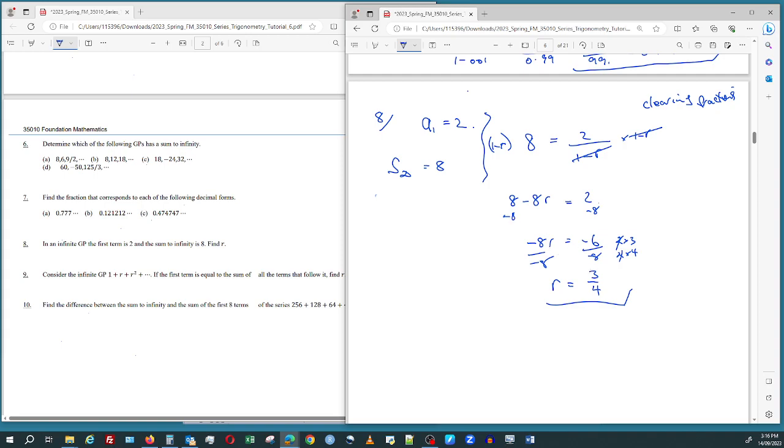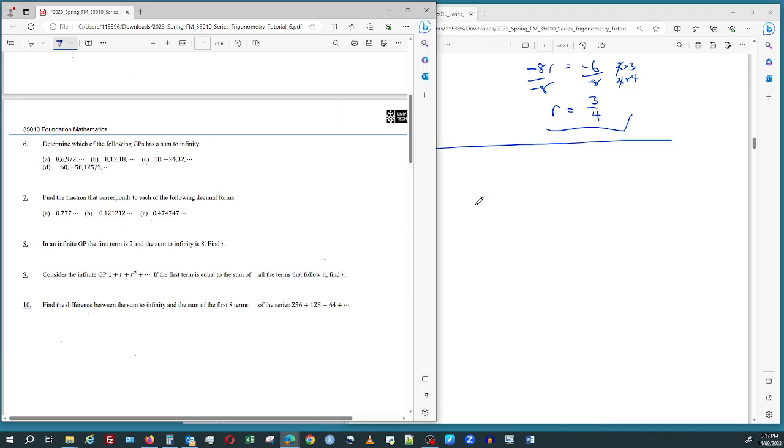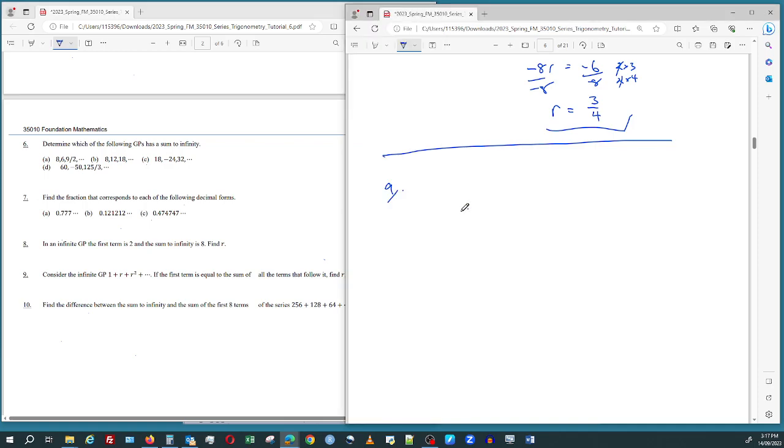Okay, so just keep on moving on here. Just make sure you read the questions and make sure you can follow the questions through. That's the most important thing. Consider the infinite GP, 1 plus R squared plus dot dot dot. If the first term is equal to the sum of all the terms that follow it, find R. Okay, so that's a bit tricky. How are we going to express that? So 1 plus R squared plus dot dot dot. This says, doesn't it, the first term is equal to the sum of all the terms that follow it. Well, the first term's 1.